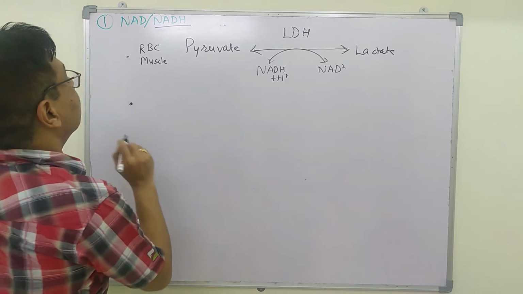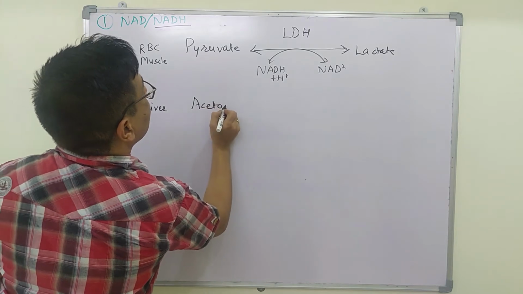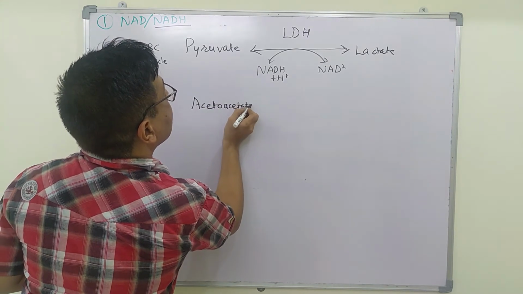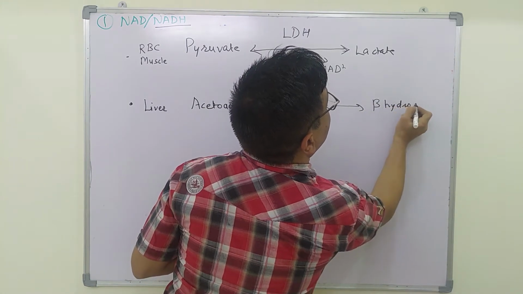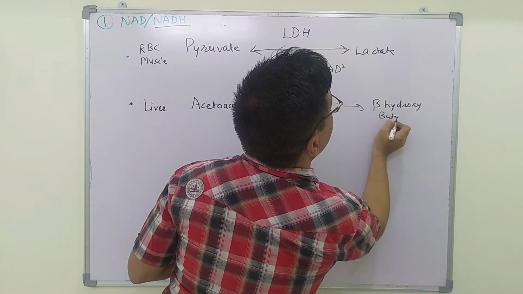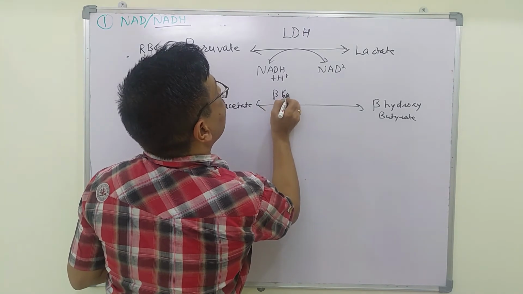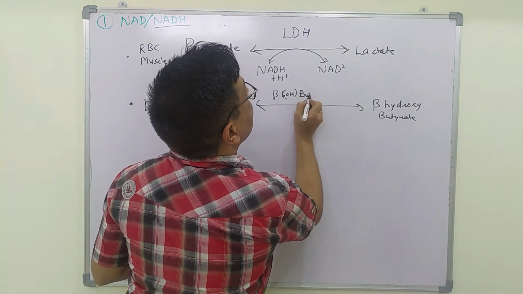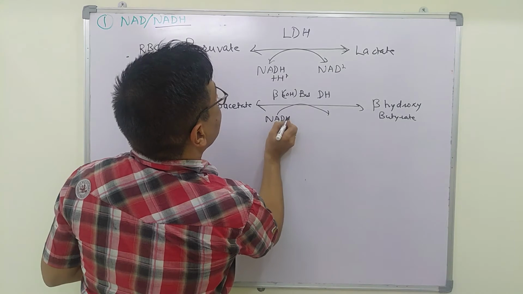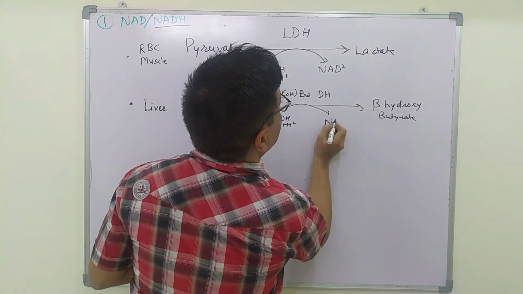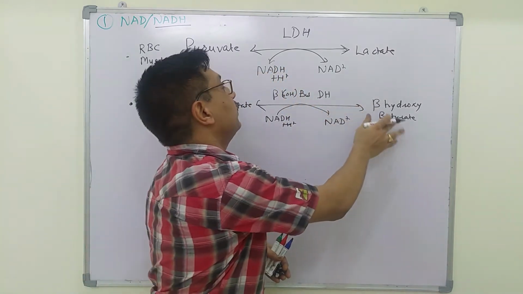Second example is in liver, acetoacetate is converted into beta hydroxybutyrate for ketone body synthesis. Enzyme required is beta hydroxybutyrate dehydrogenase. Again, NADH plus H plus is converted into NAD plus. This reaction is important for synthesis of ketone body beta hydroxybutyrate in the liver.